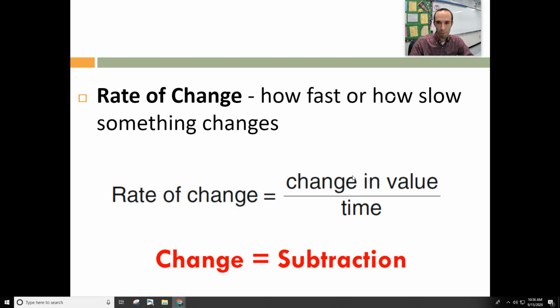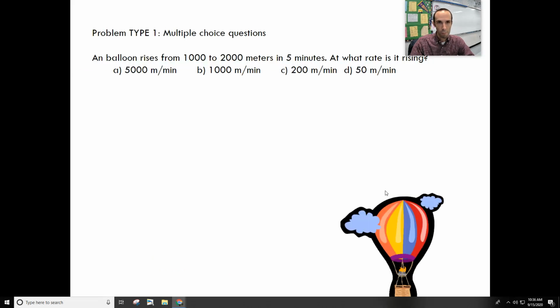And this is just a measurement, really, of how fast it's going. It's like speed, right? How far did you go, and how long did it take you to get there? That's speed. So this is really like a speed equation or a velocity equation. Okay? So let's do an example problem here.